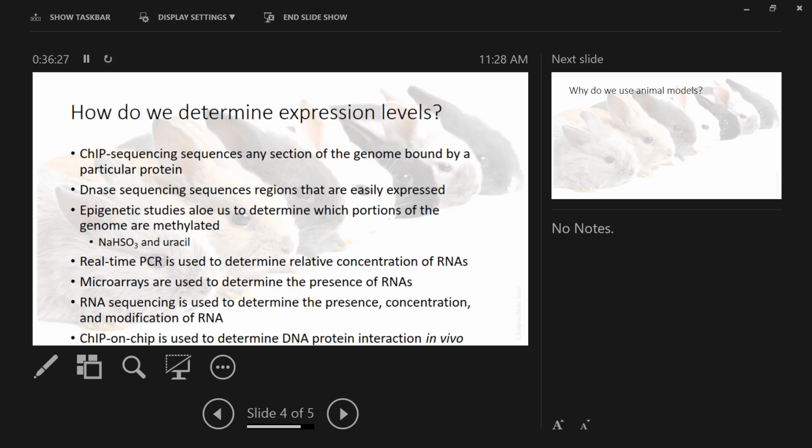Yeah. And that combines microarray and what else? Oh, and chromosome immunoprecipitation.